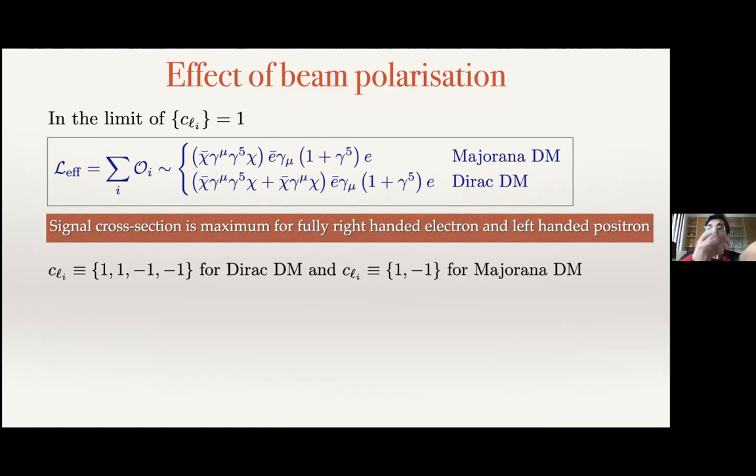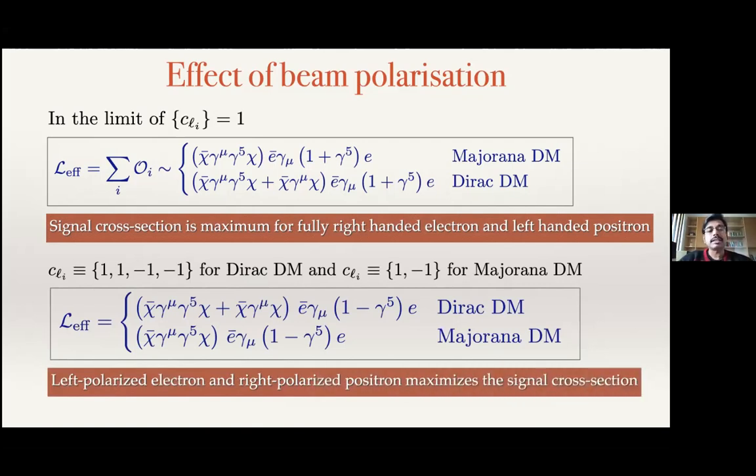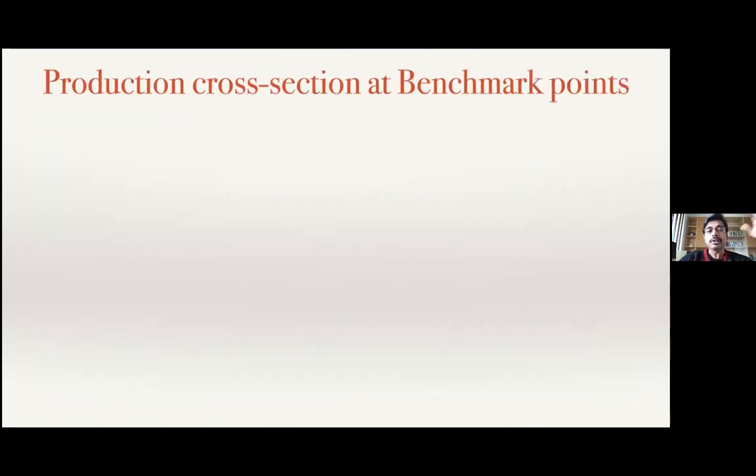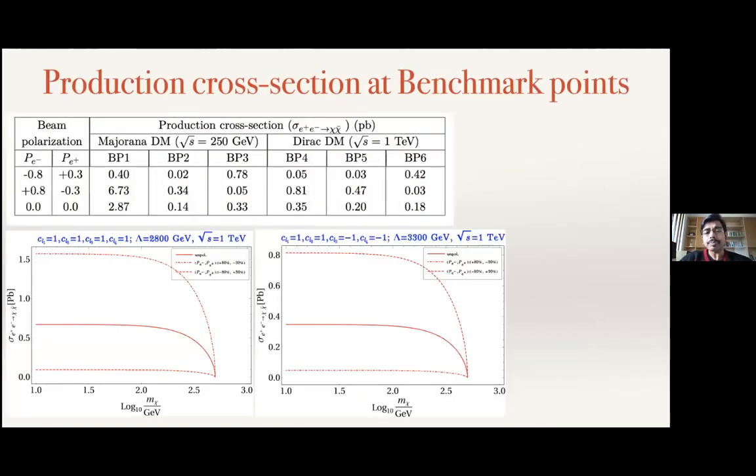Now, if you change the Wilson coefficient sign, like you have the CL3 and CL4 as minus 1 and minus 1, and for the Majorana case, you have only 2 coefficients, like 1 and minus 1, then this effective Lagrangian changes, and it gives you a form like e bar gamma mu (1 minus gamma 5) e for both Dirac and Majorana cases. Which is maximized for the left polarized electron and right polarized positron. So this is an interesting possibility which can be exploited. So these are the plots.